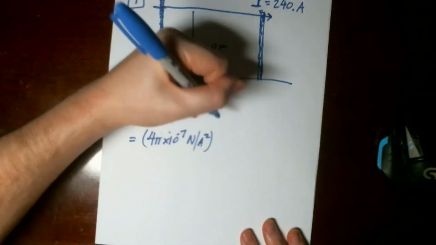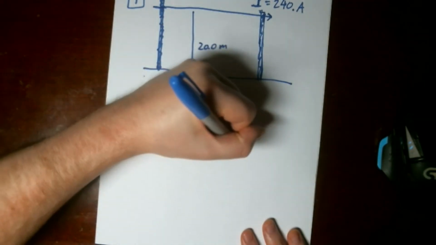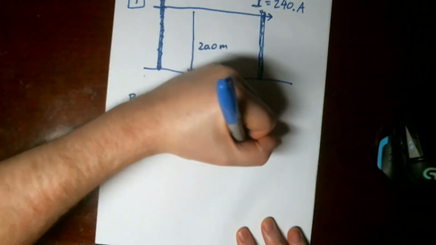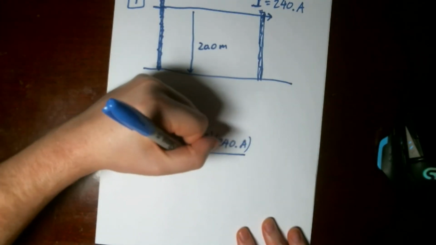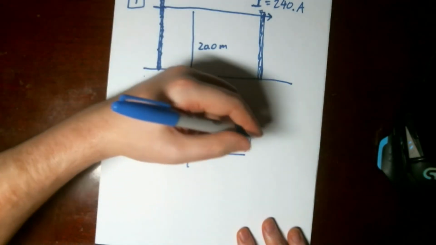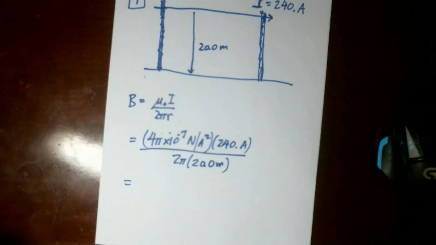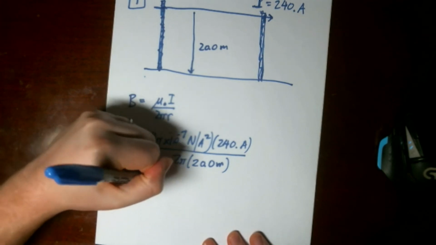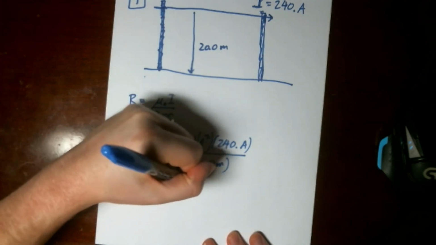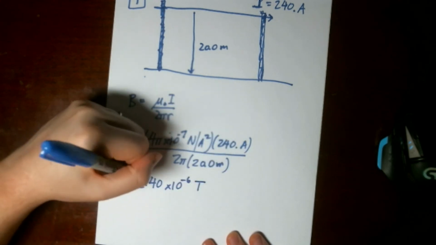We have our current, which is 240 amps. And then 2 pi r is just 2 pi times the distance that the ground is from the current carrying wire. So plugging everything in, we find that the magnetic field at ground level is going to be 2.40 times 10 to the minus 6 Teslas.